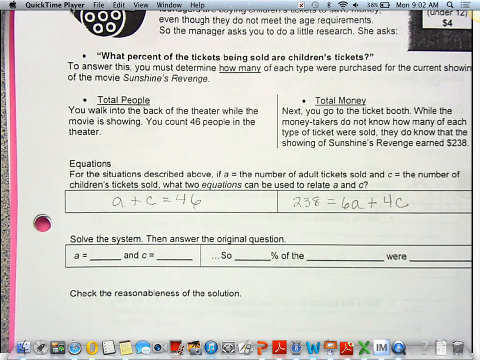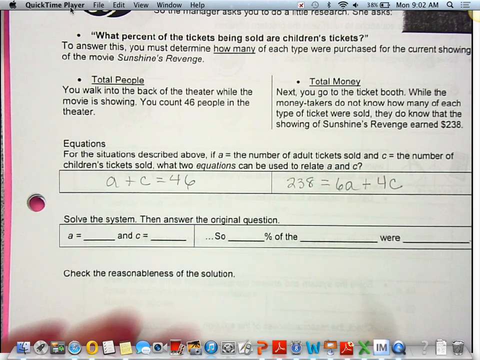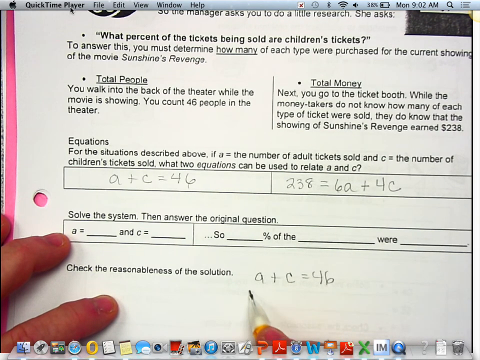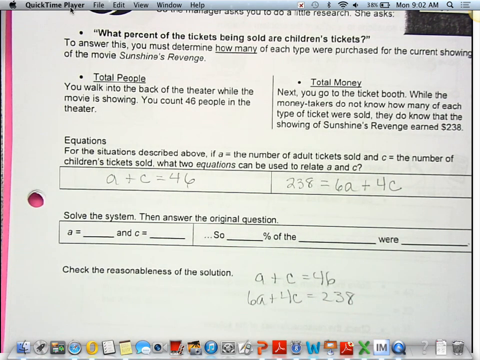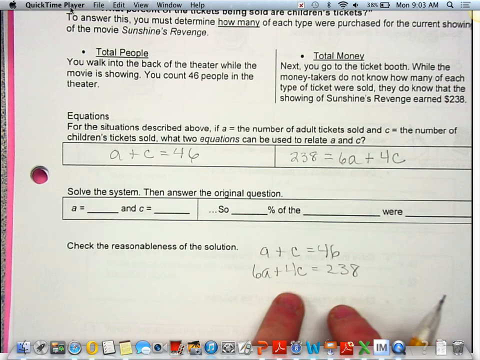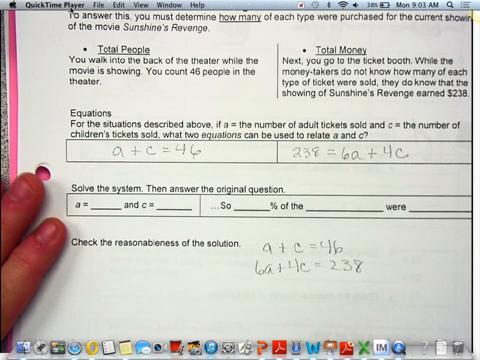Solve the system and answer the original question. So how could we solve this system? You can do substitution. Or what else could you do? Elimination. You move either the C or the A over, using one of them as Y. You'd have to do it in both of them, though. You could do it that way. Do you want to do substitution or elimination?